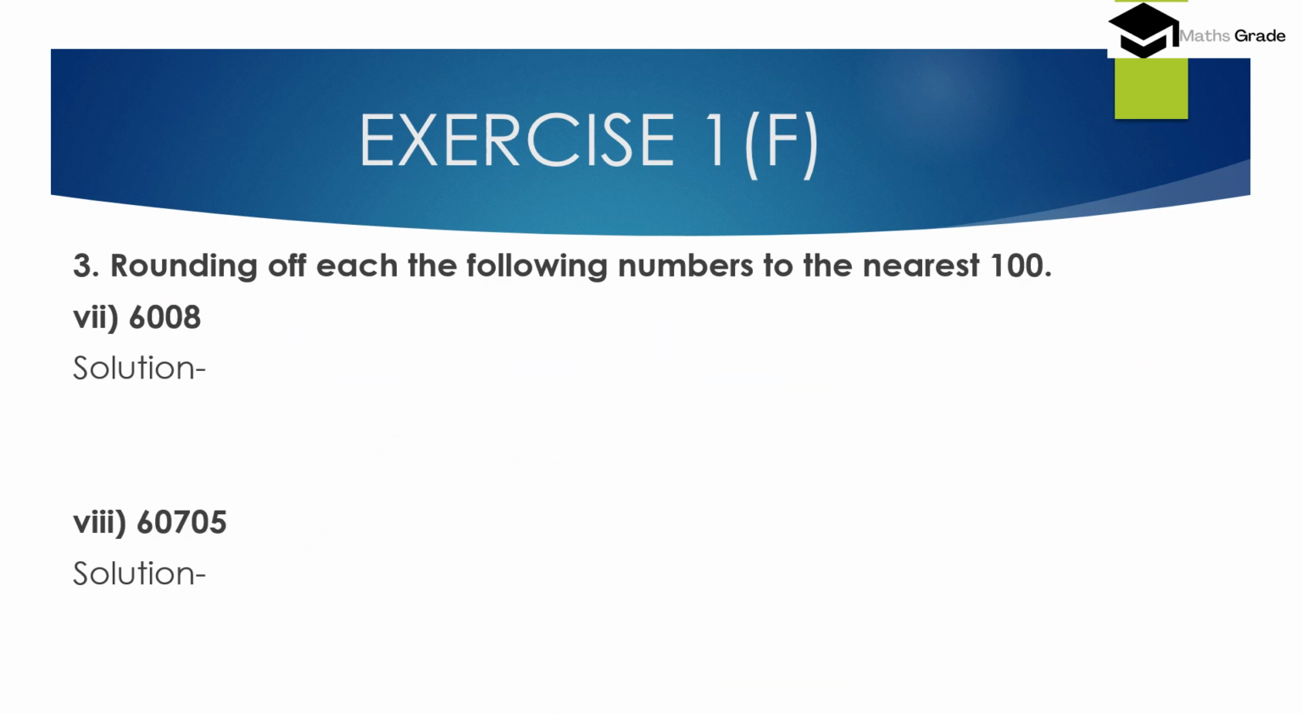Now question 7: 6008. We have to round this number 6008 to the nearest hundred. When we round any number to the nearest hundred, look at the tens place digit. Here the tens place digit is 0, which is less than 5. So don't add 1 to the hundred place digit. Just write down the hundred place digit as it is, that is 0.